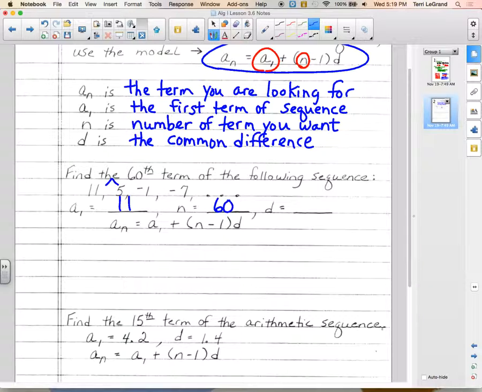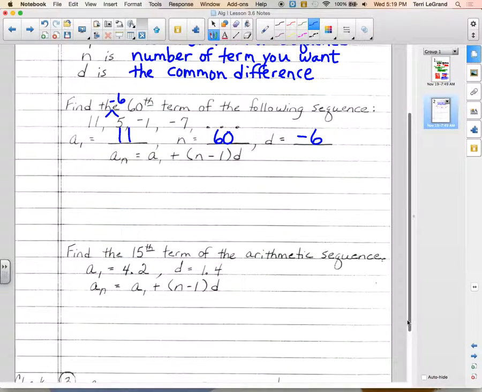What do you have to do to get from 11 to 5? It goes down 6. So our d value is actually a negative 6. Our arithmetic sequence is decreasing rather than increasing. So now we'll just substitute in. We're looking for the 60th term, so a sub 60.